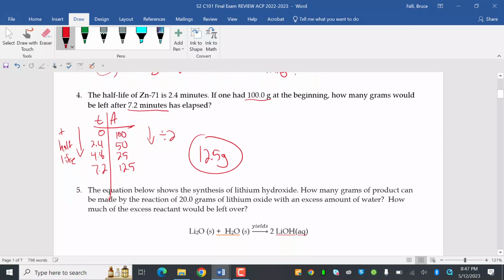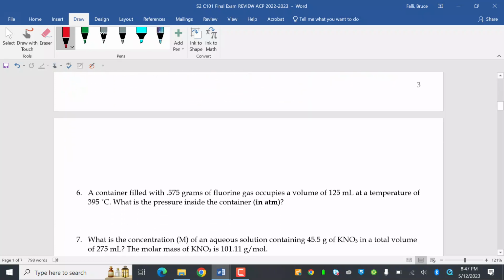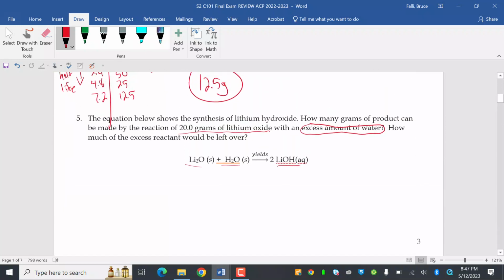Okay. The equation below shows the synthesis of lithium hydroxide. Hey, that's right, making lithium hydroxide. How many grams of product can be made by a reaction with 20 grams of lithium oxide in excess water? So if it says excess water, that means I don't need to worry about it. Okay. How much of the excess reactant will be left over? Whoa. Okay, so this is missing something here. How many grams of product can be made?